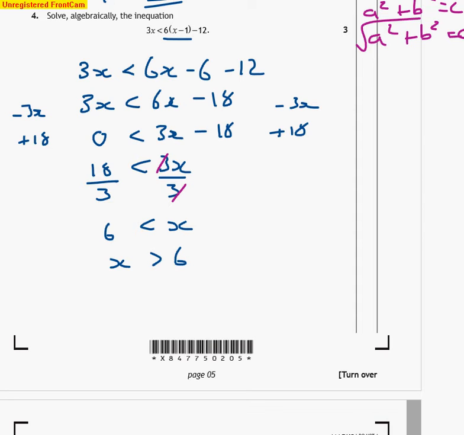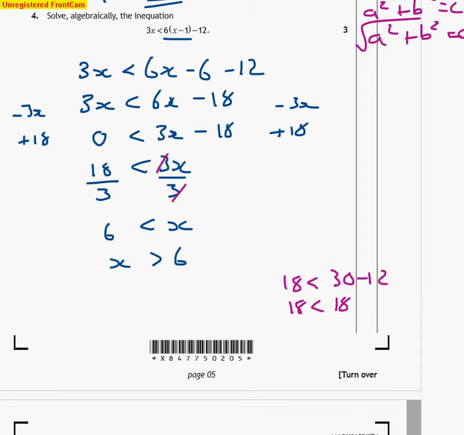So what we can do as well is just double check to see if it makes sense. If we're saying that x is greater than 6, let's see what happens if we put 6 in. Let's do this in a different colour pen. 3 times 6 gives us 18. Less than, so 6 minus 1 would give us 5. 5 times 6 would give us 30. Take away 12, so that gives us 18. So that's not true at that point, is it? But the minute x becomes bigger than 6, this would become true.